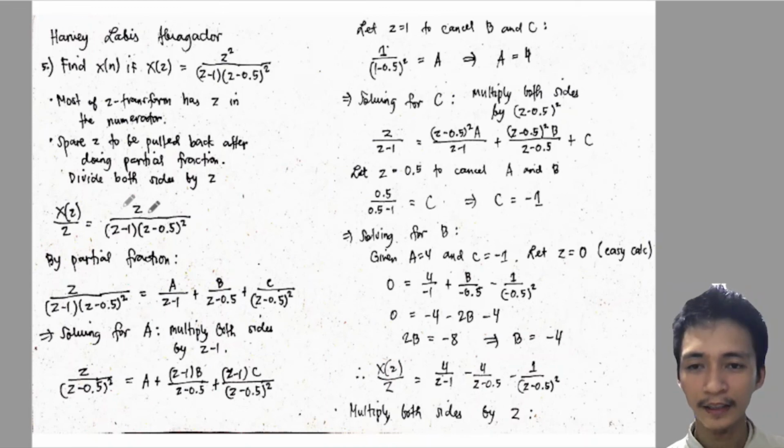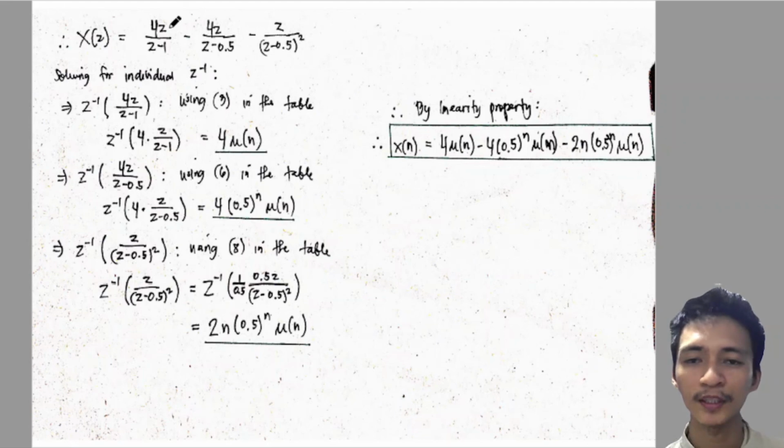Now we can rewrite this equation as X(z)/z equals 4 over z minus 1 minus 4 over z minus 0.5 minus 1 over (z minus 0.5) squared. Now, we multiply both sides by z, so we can have z in the numerator of these terms. We have X(z) equals 4z over z minus 1 minus 4z over z minus 0.5 minus z over (z minus 0.5) squared.